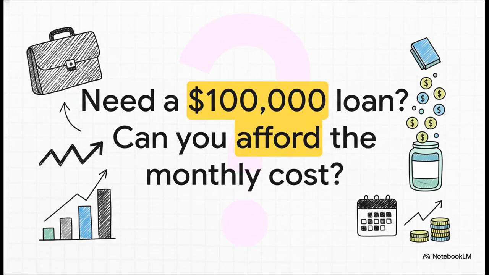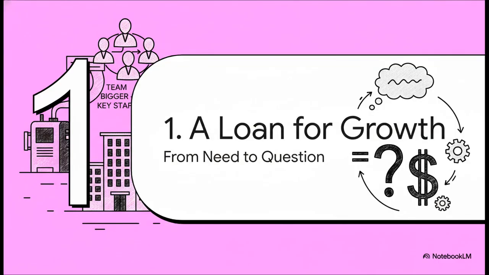This right here is where mathematics becomes strategy. You see, that $100,000 isn't just a number you owe. It's a strategic investment. It represents the potential for new equipment that could skyrocket your production. It's a bigger office to house your growing team. It's the capital you need to hire that key person who could change the game for you. So the very first step in turning all that potential into actual profit is translating that business need into a precise mathematical question. What is the true recurring cost of this capital?